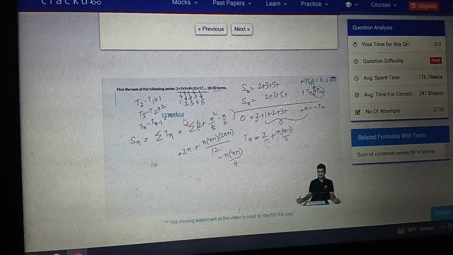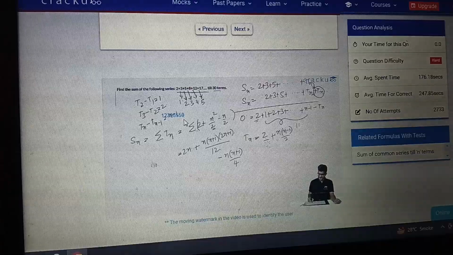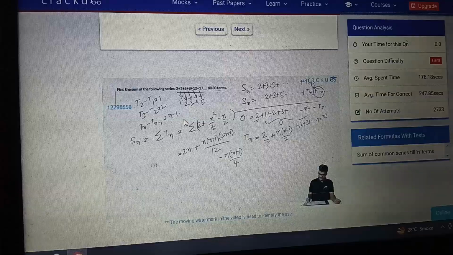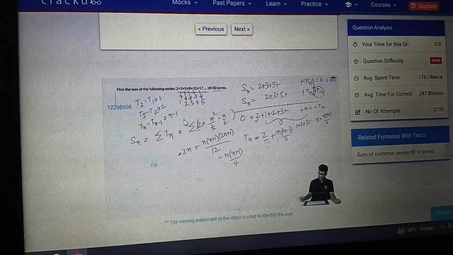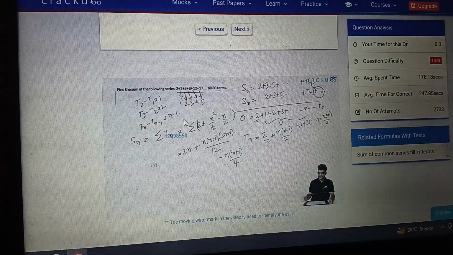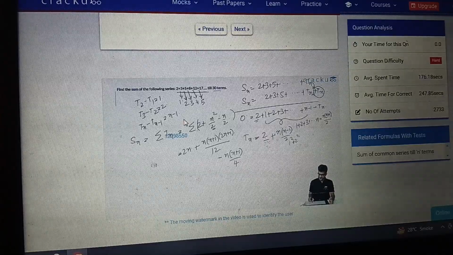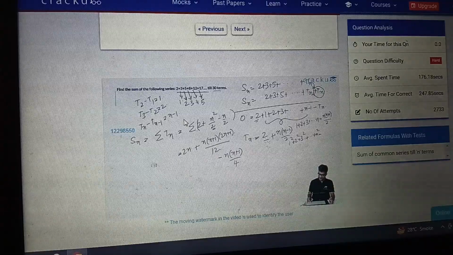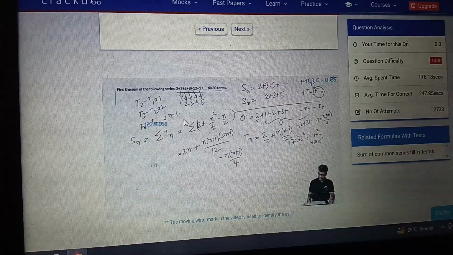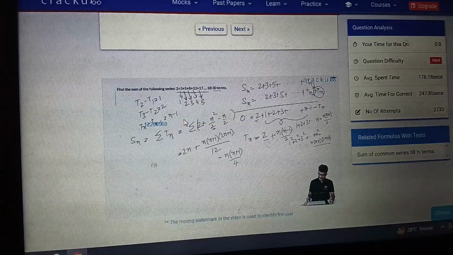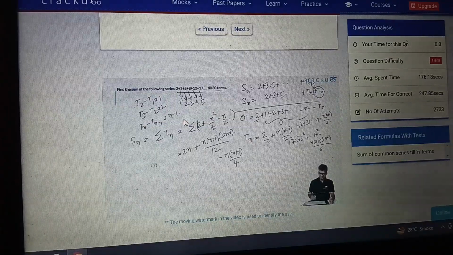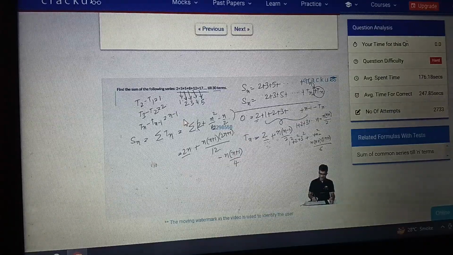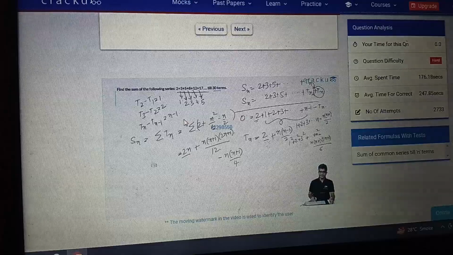Just for people who are not sure of these formulas, the sum of the first n terms, 1 plus 2 plus 3 plus dot dot dot till n, is equal to n into n plus 1 divided by 2. And the sum of the first n squares, that is 1 square plus 2 square plus 3 square plus dot dot dot till n square, is equal to n into n plus 1 into 2n plus 1 divided by 6. So in this particular case, the sum will be equal to 2n plus n into n plus 1 into 2n plus 1 by 12 minus n into n plus 1 by 4.